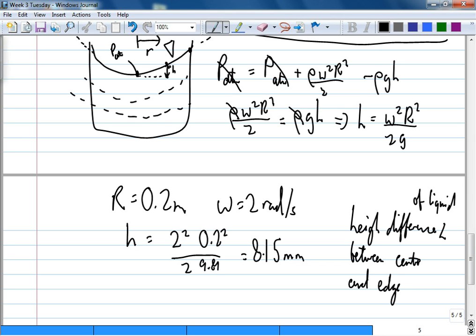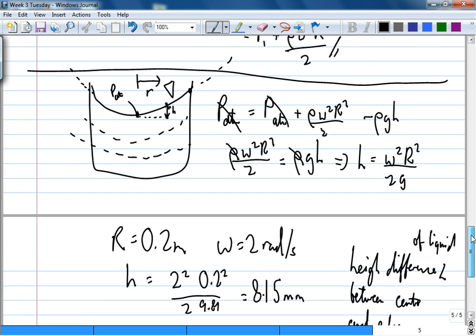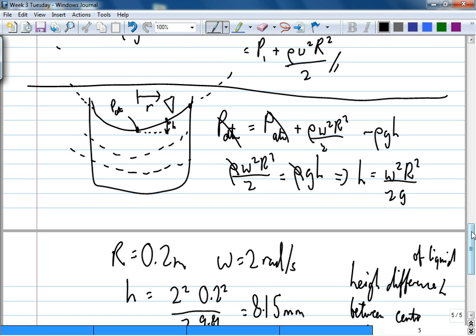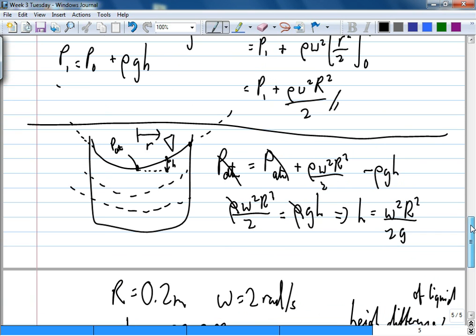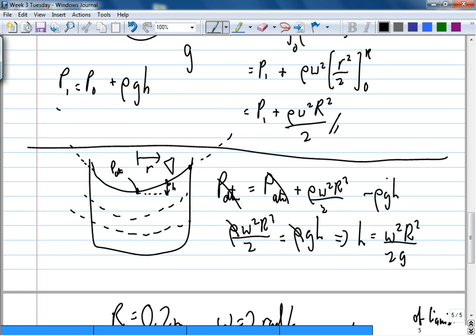So if I rotate, I expect a height difference, and I can predict this height difference this way. Any questions? How did I get this minus rho g H? That's the question. From here to here, my pressure is increasing as I go out, because the fluid is accelerating inwards. But I'm not stopping at this point, I'm going up. When you go up, the pressure goes down by this amount.